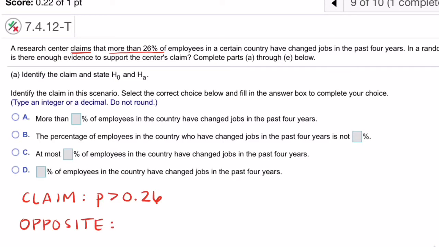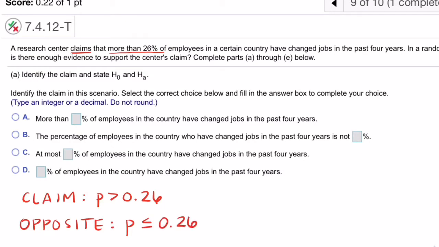Now, remember we talked about this in class. Only one of these two statements can contain equality. So if the claim has the equal to in it, the opposite cannot. But on the flip side of that, one of the two statements must contain equality. So if the claim is just greater than 0.26, the opposite is going to have to be less than or equal to.